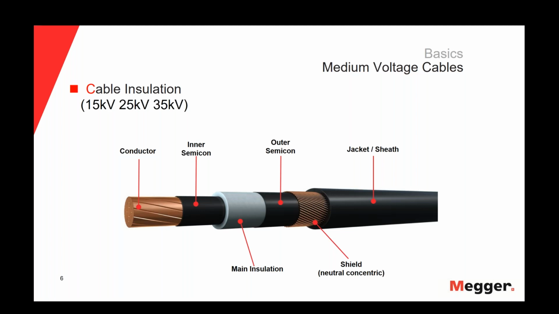And then we have the shield or the neutral concentric of the cable. And finally, we will have the jacket or the sheath of the cable. The typical voltages for medium voltage cables are 15, 25, and 35 kV.